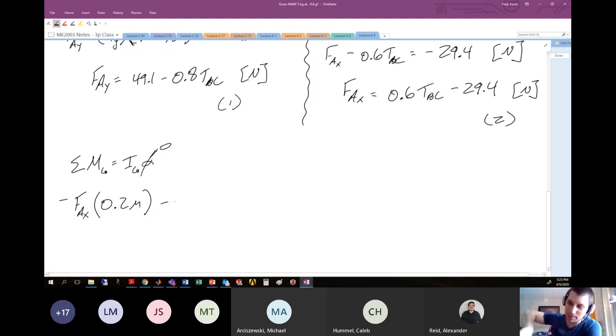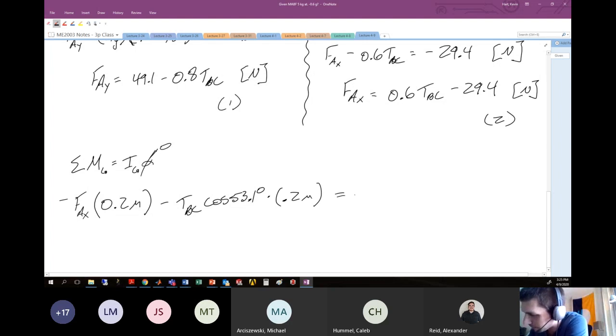Stick my arm down, curl my fingers in the direction of that tension. I'll have a negative contribution to the moment. So here this is minus the tension BC times resolving into the x direction, cosine 53.1 degrees, multiplied by the moment arm, which is the same moment arm, 0.2 meters. This all equals 0.